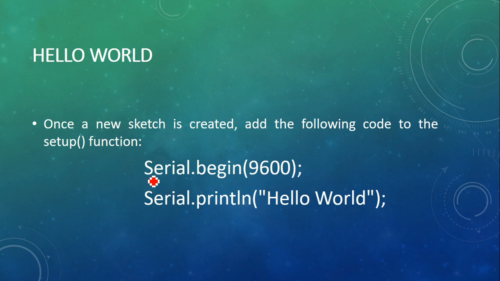Since Serial is a capital letter S, you have to make it a capital letter S. Ma'am, what if we do not follow? What if we want this S to be a small letter? Then you will have an error. And then begin, B is a small letter. If you really make it a capital B, again you will have an error.